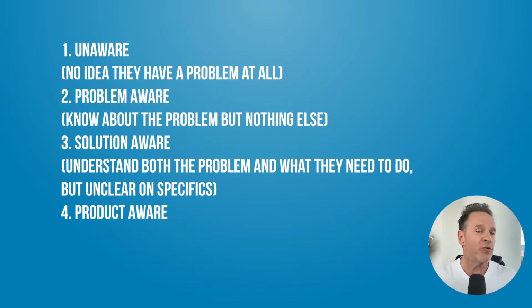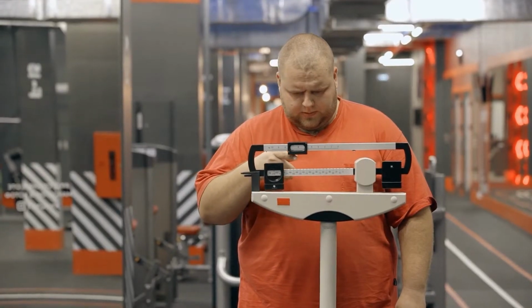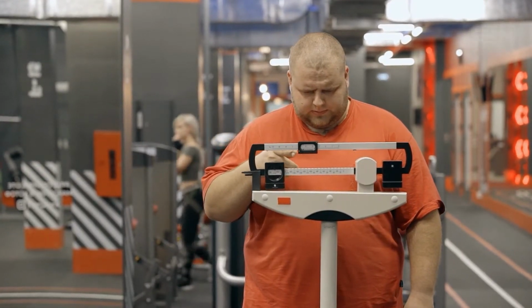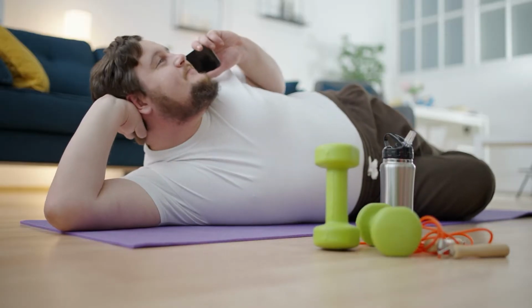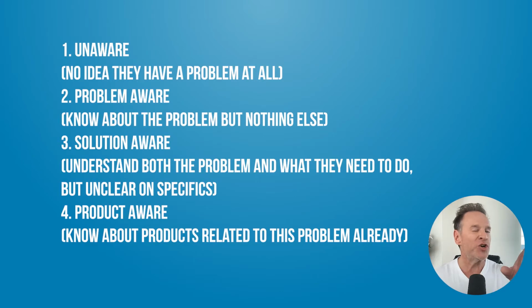Stage four is called product aware. They're actually aware that there are at least a product or some products or some solutions out there that will solve this problem. And we're going to use weight loss again as our example. It's not the only thing it works for. It works for everything, okay? But weight loss: I know I need to lose weight. I know I need to increase my metabolism. And I know that there are certain products that help me do that. Like I've read this book or that book, but I haven't necessarily heard your stuff, but I know that there's stuff out there.